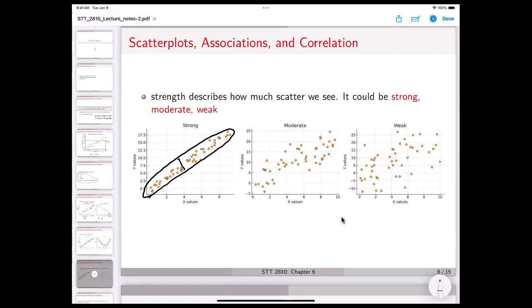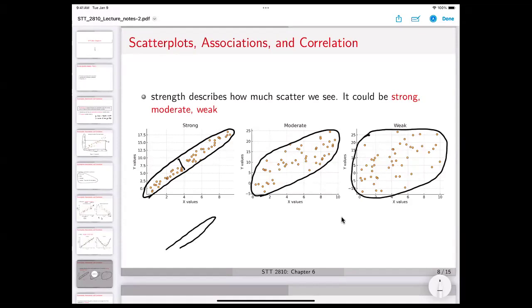Does that make sense? Now look at this one here. You see it's a bit bigger than this one. Is that okay? Then when it happens that way, it is moderate. Does that make sense? And then when you have something like a box or a circle, it is weak. So anytime you're asked to describe the strength, try to do this. If it's very strong, the width will be very small. Is that okay? So that is how to describe the strength.